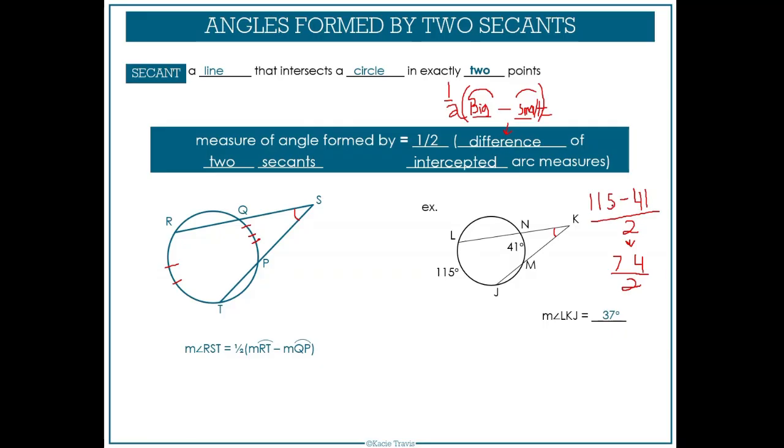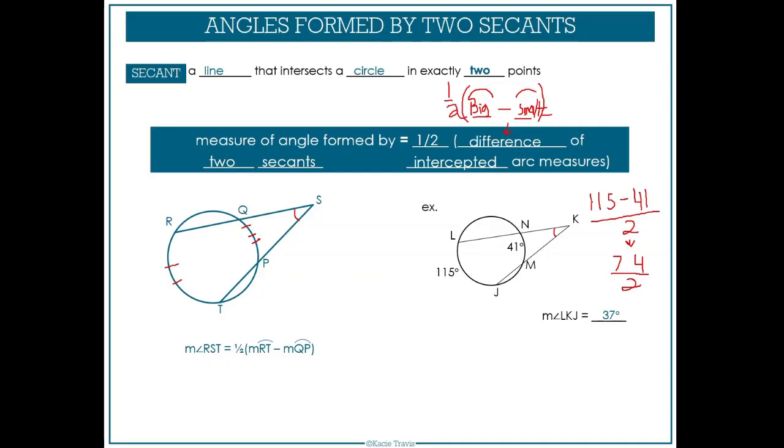So we always go through it just like this. Large arc subtracted from the small arc, divided by 2. Reason why it's large minus small, or big minus small, is you have to make sure you can't get a negative angle measure. That doesn't make sense. It's like having a negative distance. We can't actually go through and measure that because if it was a negative, then it just wouldn't exist.